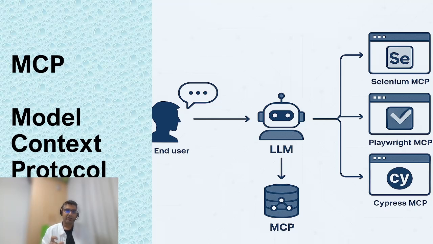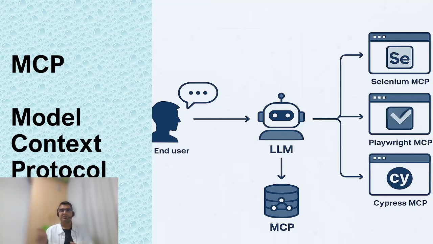So the LLM will internally talk to the MCPs. MCP is a protocol. Behind the MCP there will be a list of MCPs, 10, 20, 30, hundreds of MCPs. For example, from the automation perspective, let's try to understand in our terminology so that it will be much clearer to you. Selenium MCP will be there, Playwright MCP, Cypress MCP. So as an end user, if you say, hey, can you please write a Playwright script to automate this.